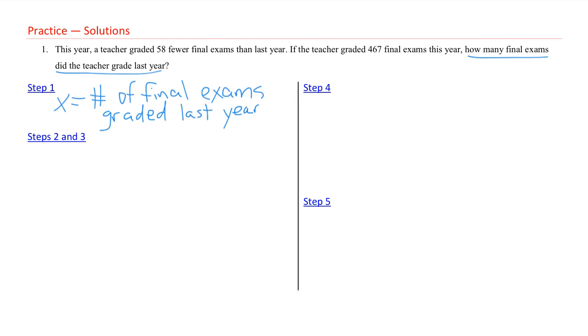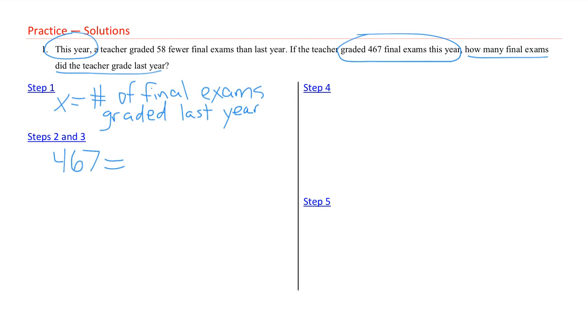All right, now that we've defined our variable, it's time for us to write an equation that matches this problem. So let's write our equation now. We're going to be using the first sentence to help us with our equation. The first sentence says this year the teacher graded 58 fewer exams than last year. We know that the teacher graded 467 final exams this year. So that's how we can start our equation.